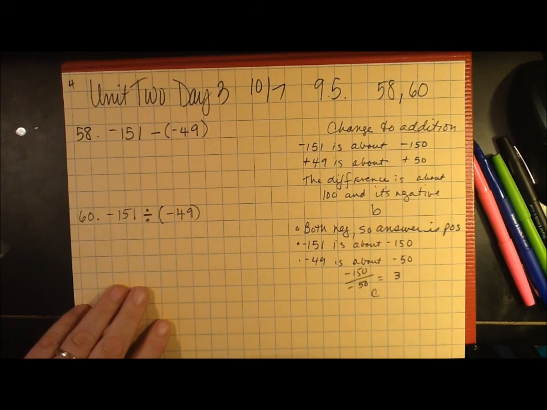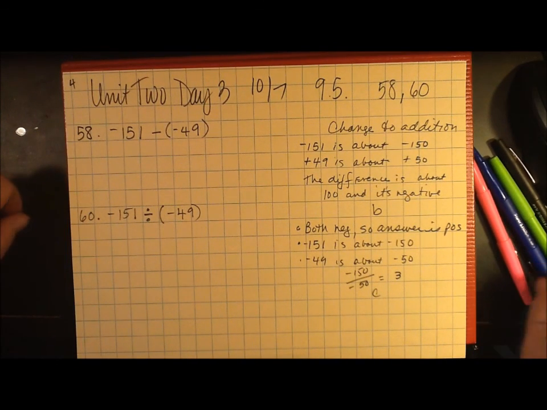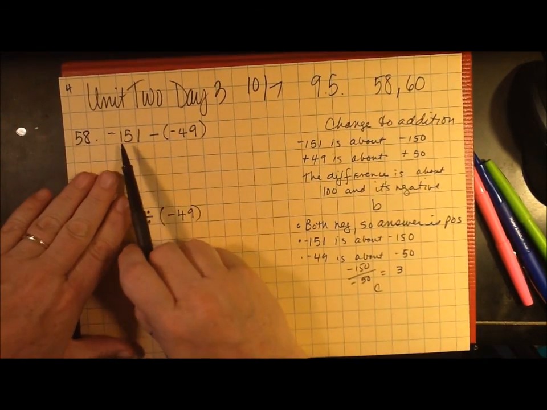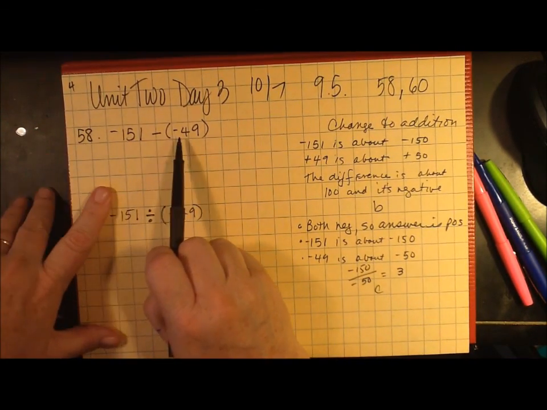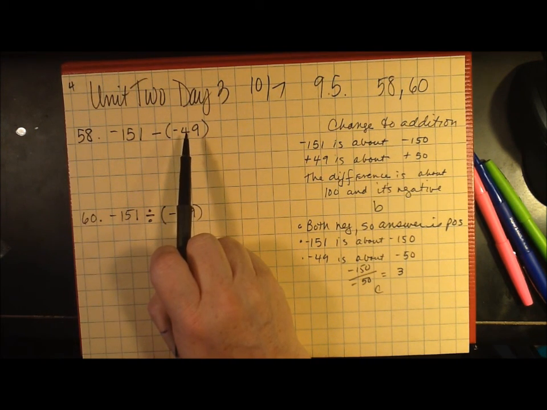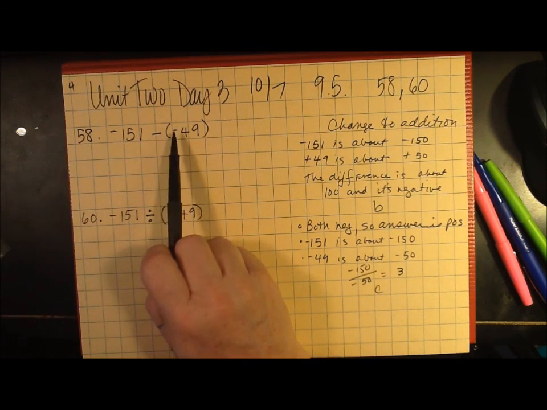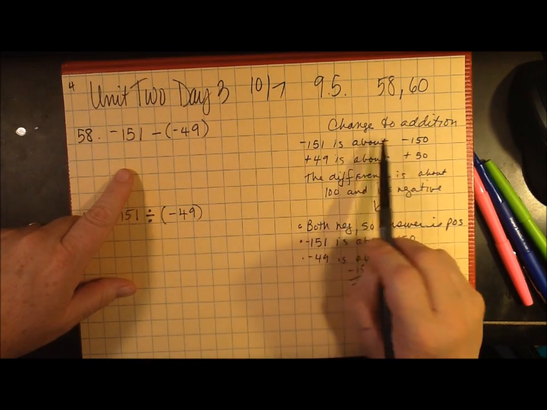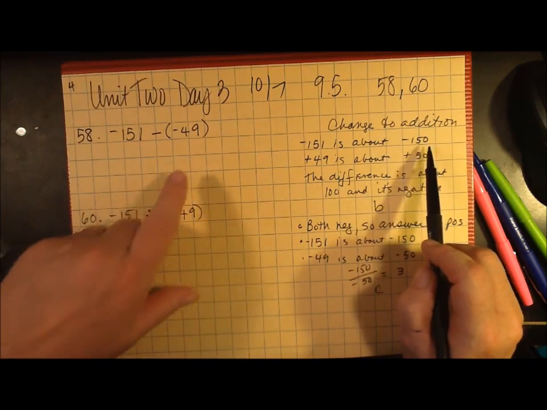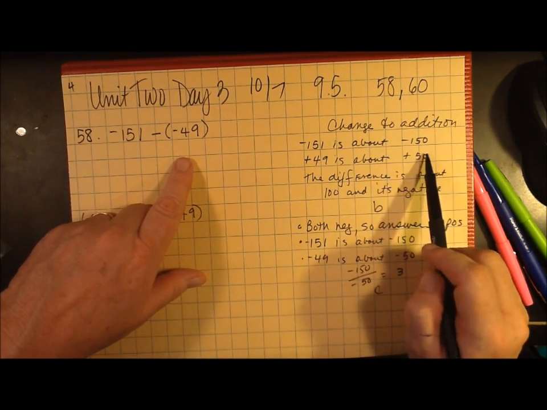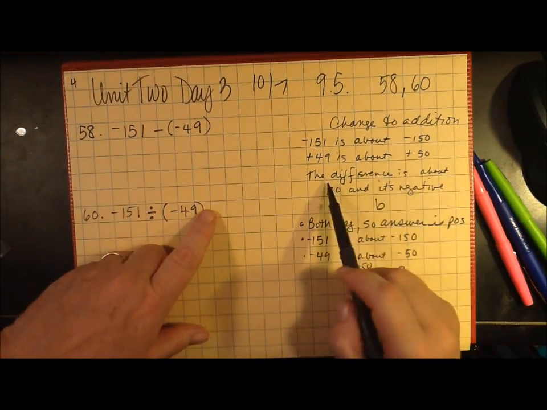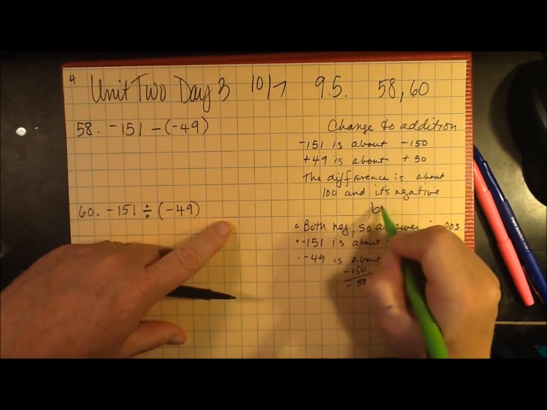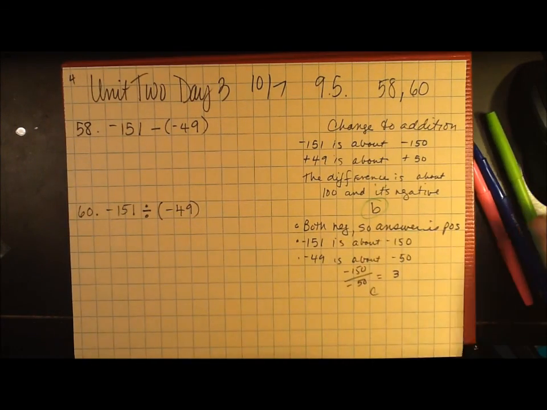Here are a couple more problems. We're looking at estimating. So here I have negative 151 minus negative 49. And in my head I need to think, oh well, I have minus a minus is a plus. So, negative 151 is about 150, and 49 is about 50, so different signs. So the difference of them is about 100, but it would be negative. So that will be answer B.